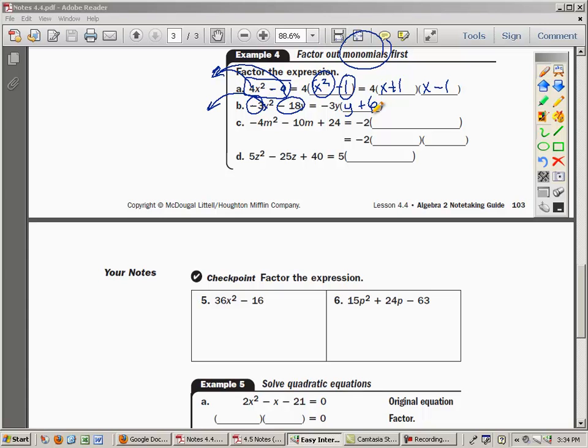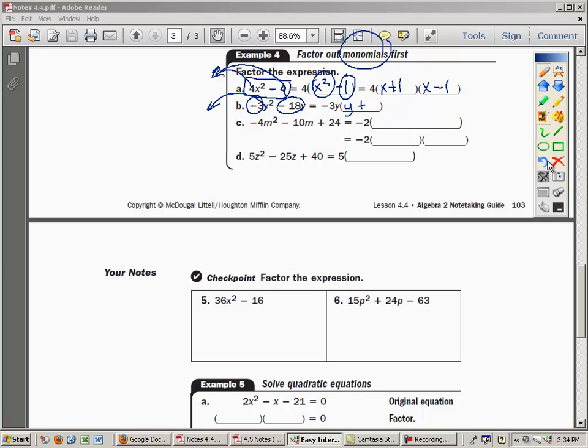Now again, how do we check that? If I were to redistribute, negative 3y times y is negative 3y squared. Negative 3y times positive 6 gives me my negative 18. Now, since y plus 6 doesn't factor anymore, that's a prime polynomial, we're done. We're going to stop there, and that's my solution. All right?